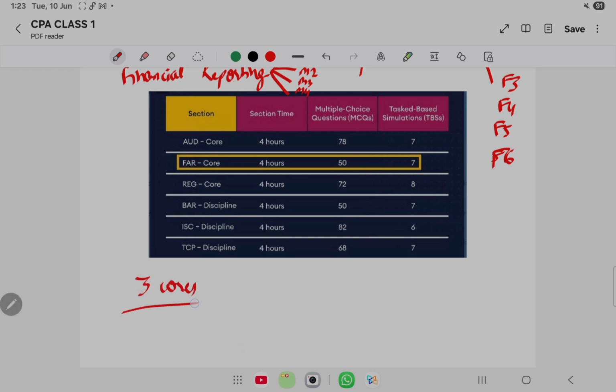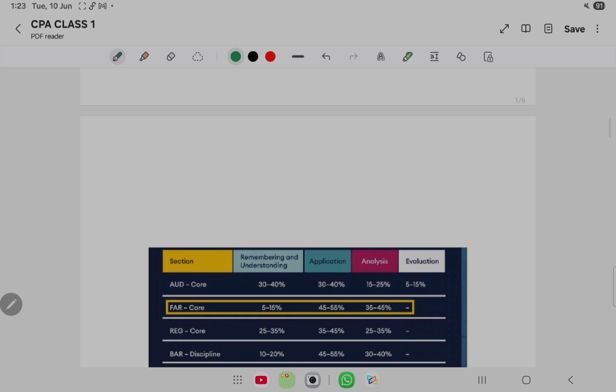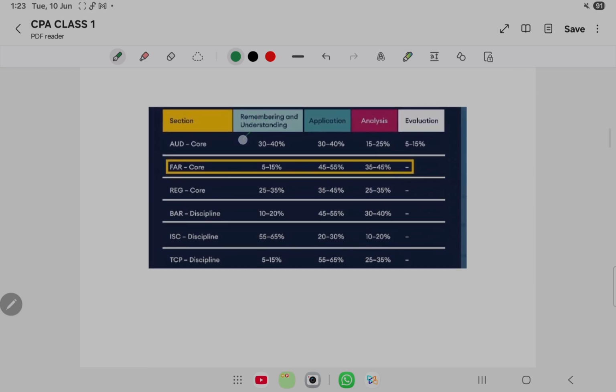And before heading into the 3 core areas, we need to talk about the exam skills now. So the FAR core exam blueprint tests 3 levels of skills. First is remembering. Remembering and understanding includes only 5 to 15%. You need to recall concepts and grasp their meanings. And the application part of this is 45 to 55%.